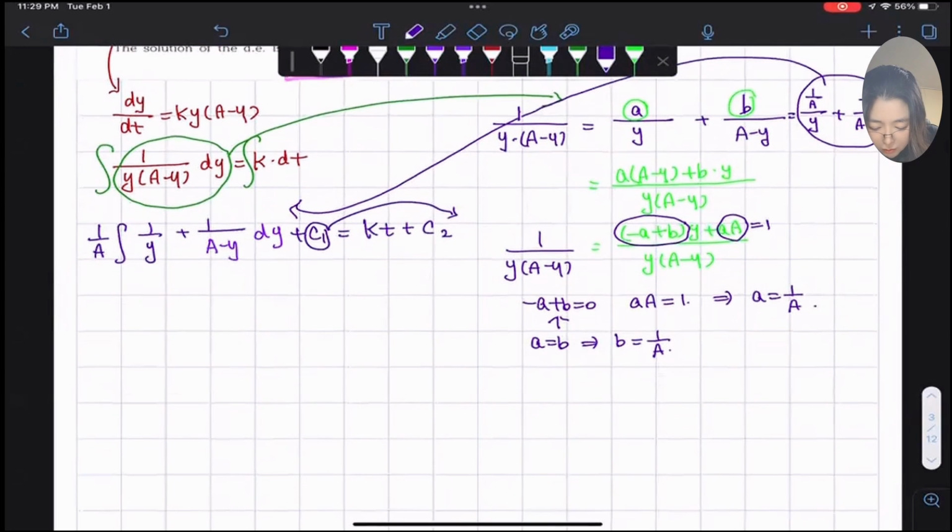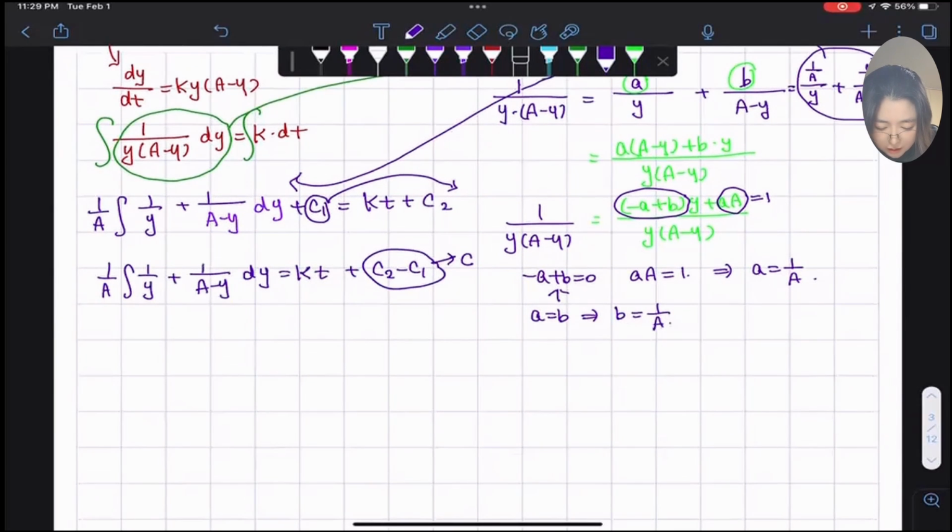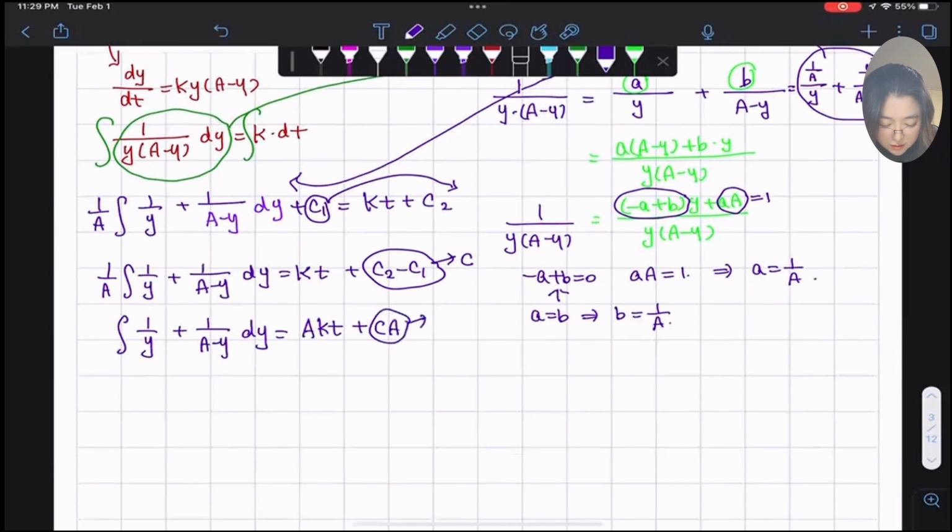So 1 over A integral of (1 over y plus 1 over (A minus y)) dy equals kt plus c2 minus c1. It is just a constant C. So multiply A on both sides. Integral of (1 over y plus 1 over (A minus y)) dy equals Akt plus CA. This is constant, again, C.